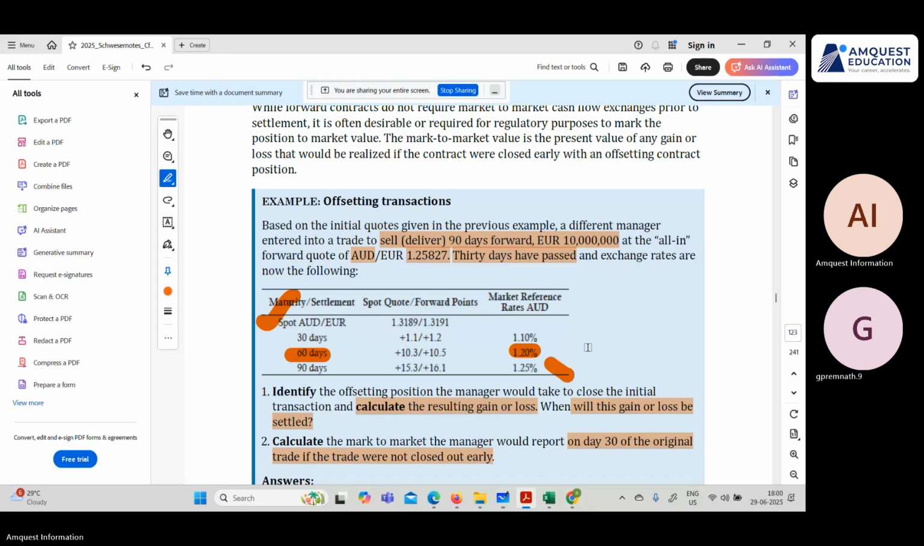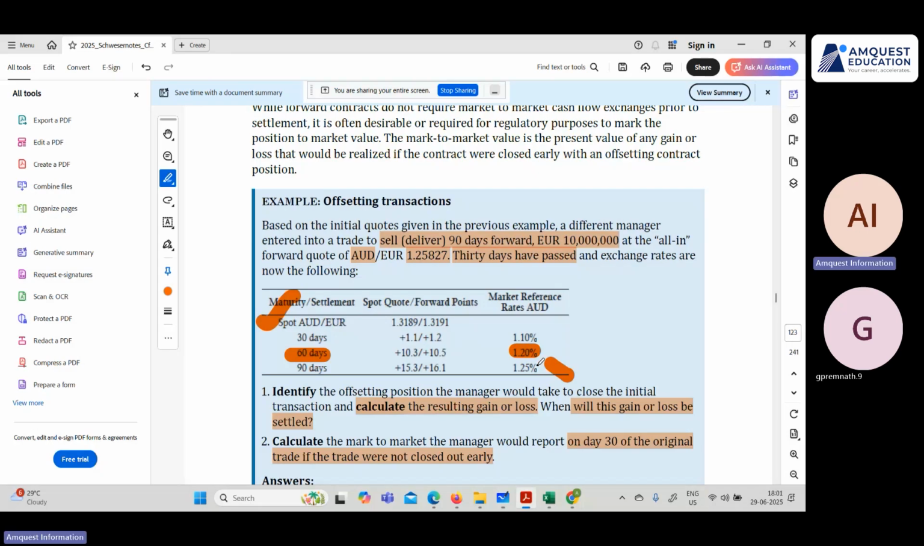When I'm trying to figure out the profit or loss, calculate the amount to report if we're not closed out early. I mean, the 1.25827 rate, I will compare. No, hold on, one second. What are you saying? Sorry, come again. What would the mark-to-market be?